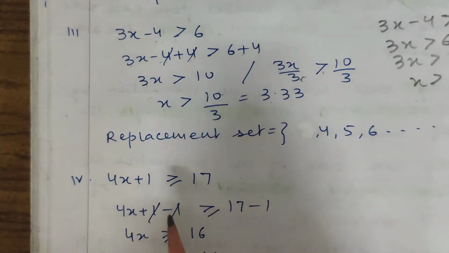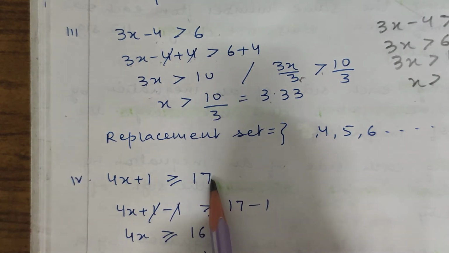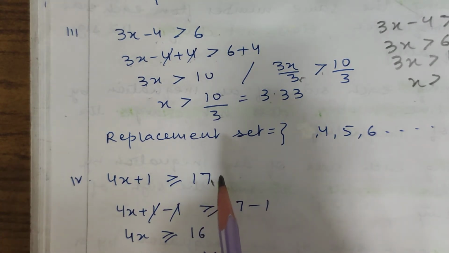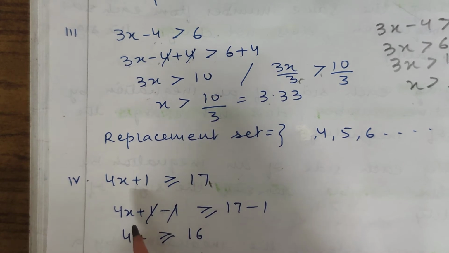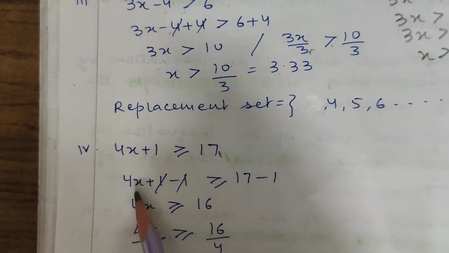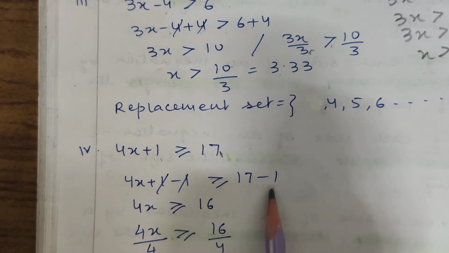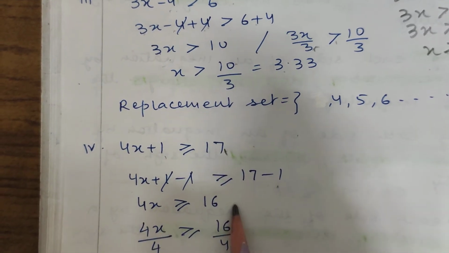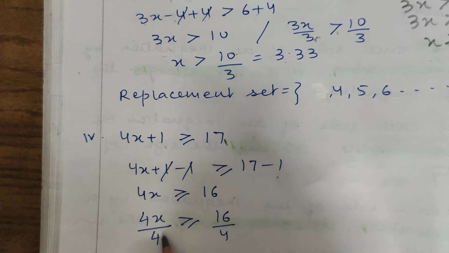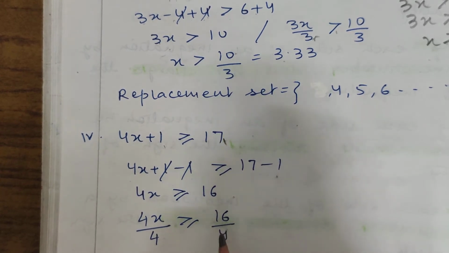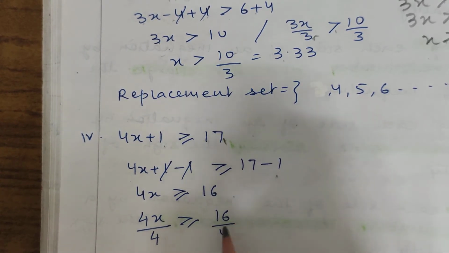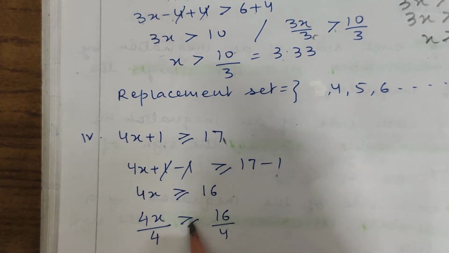Next, 4x plus 1 is greater than equal to 7. You can again do this by direct method. Here I have done the longer method. 4x plus 1, I have written minus 1 this side, minus 1 this side. 4x is greater than equal to 16, dividing by 4. Dividing and multiplying by a positive number does not change the inequality sign.